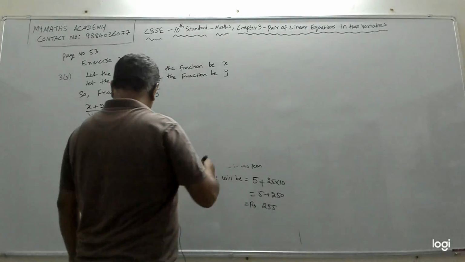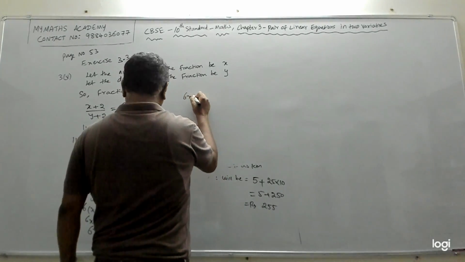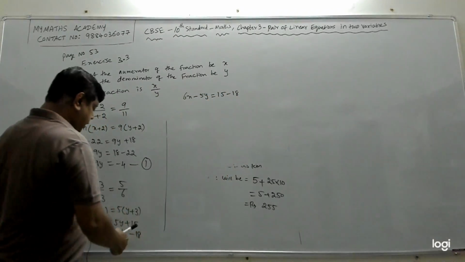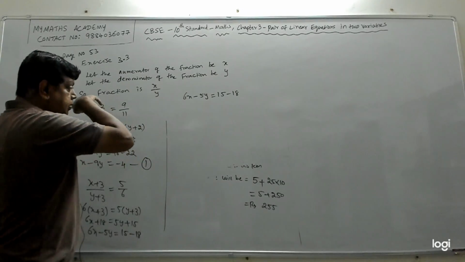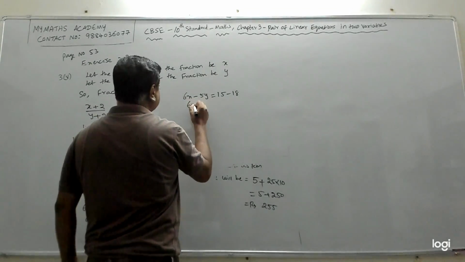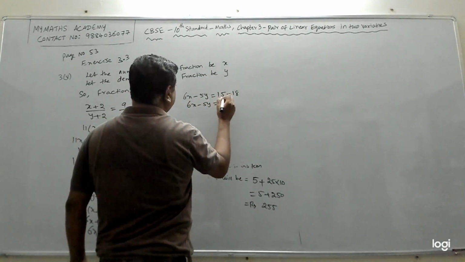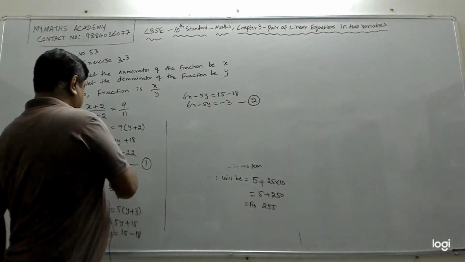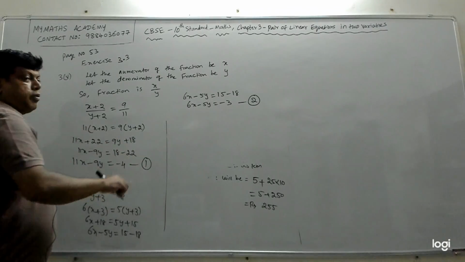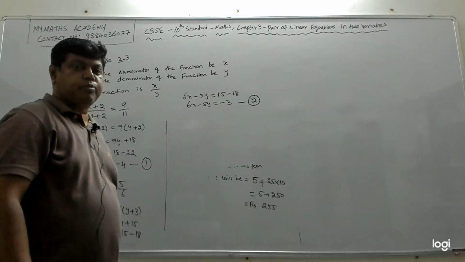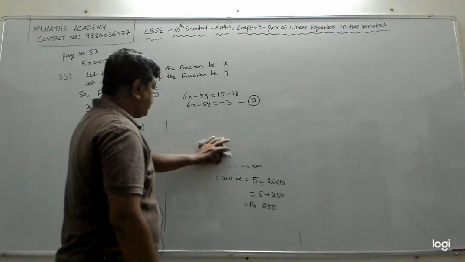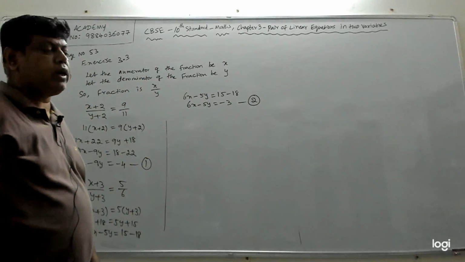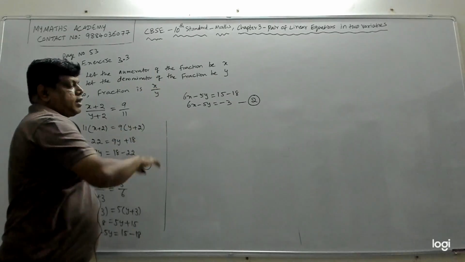So I am writing the same step again. So 6x minus 5y equal to 15 minus 18. I am writing the same step again so that it's easy to continue. So 6x minus 5y equal to minus 3. So this is your second equation. Now we need to solve first equation and second equation using substitution method. Then find the value of x and y. Once you get the value of x and y, substitute here, you will get the fraction.